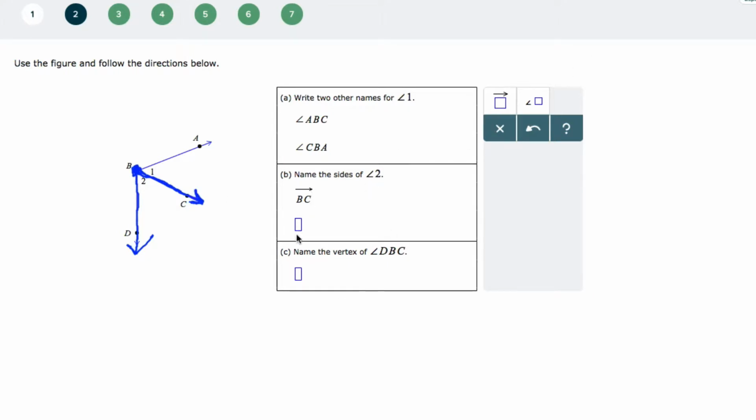And with the same thought in mind, we can say ray BD. Angles are usually made of rays, and that's important to remember. Name the vertex of angle DBC. Angle DBC. What's the vertex? The vertex is right here, B. Vertex just means where they're coming together.